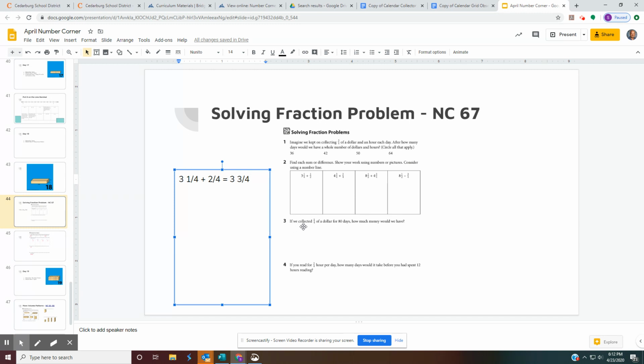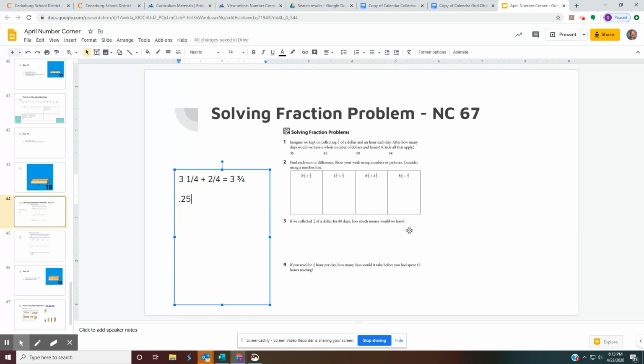Okay, it says, now if we collected 1/4 of a dollar for 80 days, how much money would we have? It's a good question. How much is 1/4 of a dollar? I'm going to give you a hint, but I'm not going to tell you the answer. 1/4 of a dollar is 25 cents. So if we collected 25 cents for 80 days, how much money would we have? Okay, I'm going to give you another hint. What if we collected a quarter for 8 days? And then we multiplied that by 10. I'm not going to give you any more hints. So do your best. Try to figure it out.